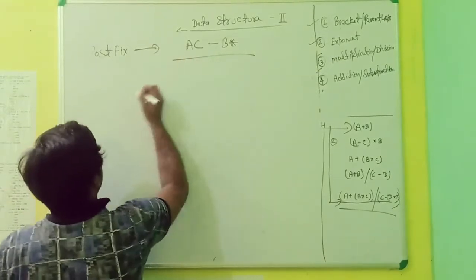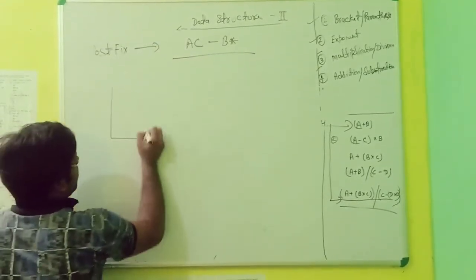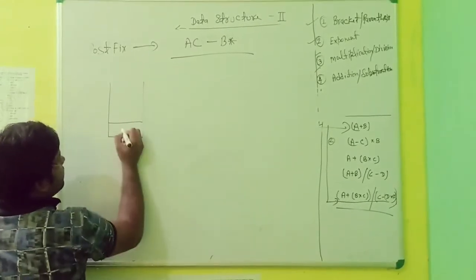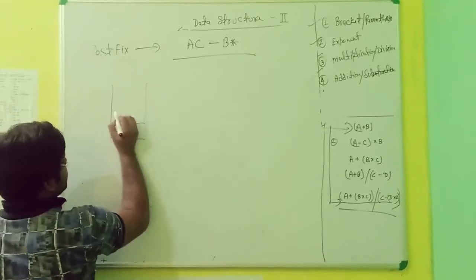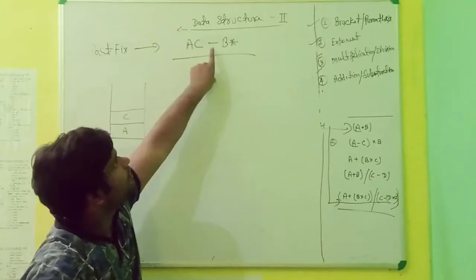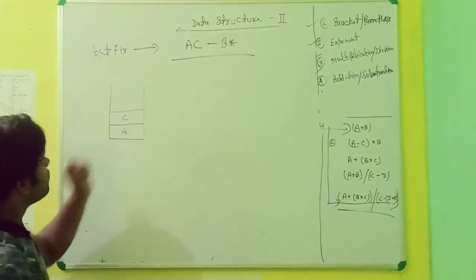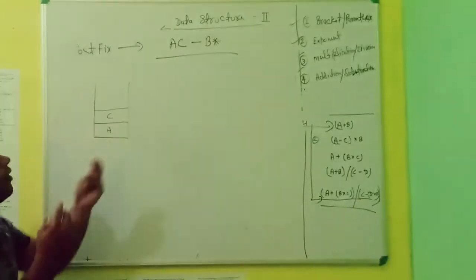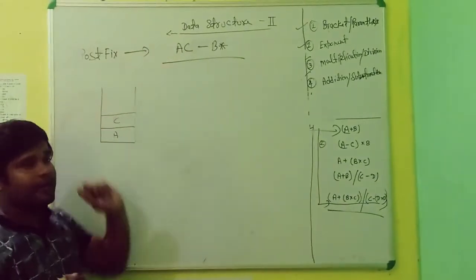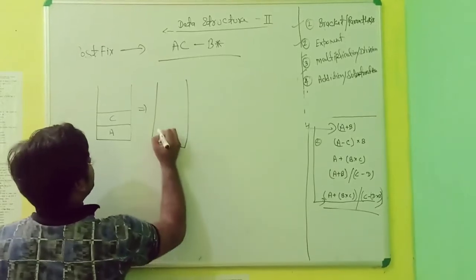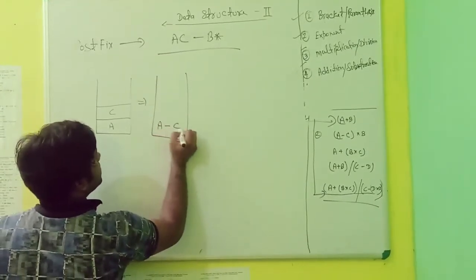Very simple. Make a box like this, and here write the first operand, A, right here. After that, the next operand C is here. So what we have to do after that, next is minus. So when minus comes, from the first and second operands, we will perform the operation according to the operator. That means after getting the operator, this expression will become A minus C. It will become like this.